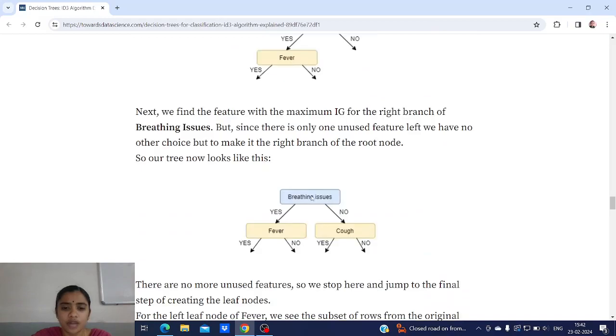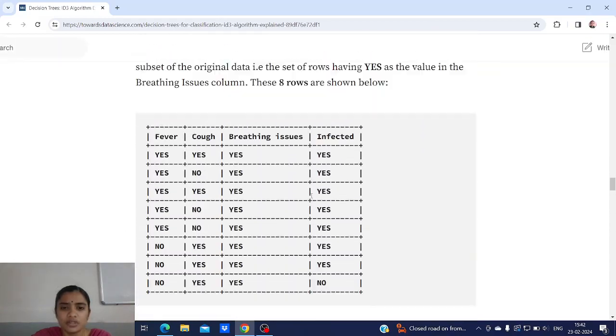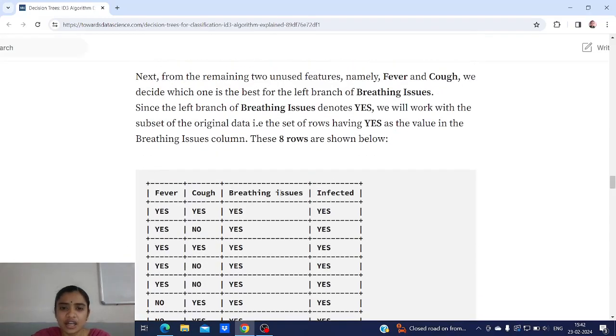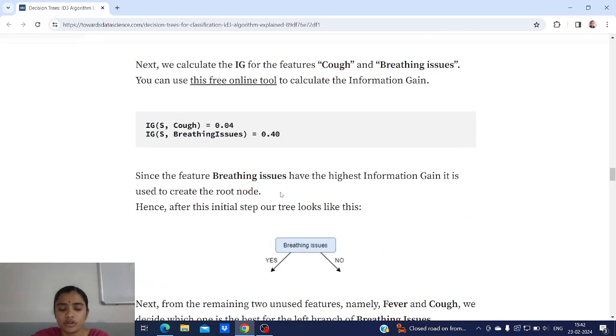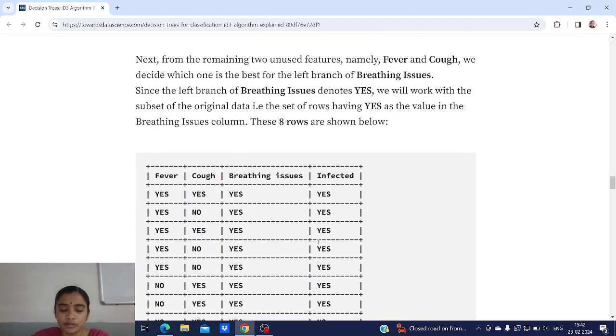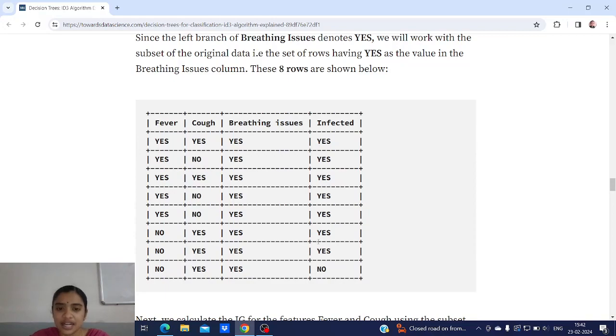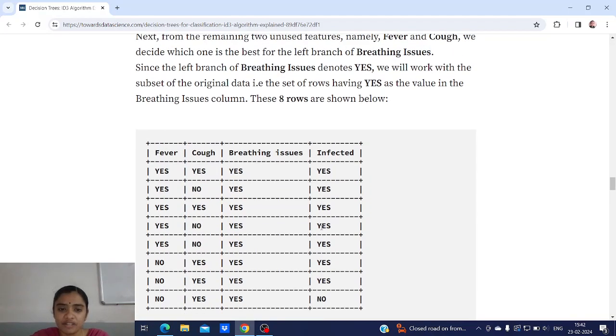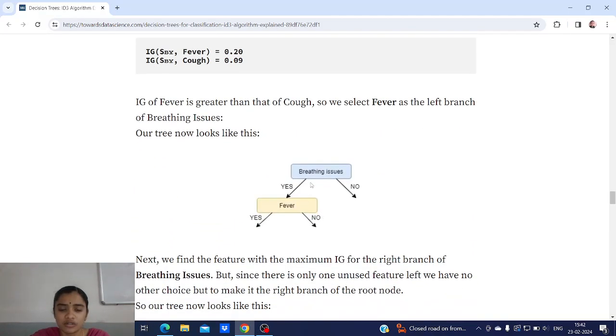So based on that you have to calculate it. If you observe, the highest information gain value is 0.40. That's why you are taking breathing issues as the best attribute out of all the attributes in the data set, except the target variable infected. Okay, so if you observe breathing issues, again how many values we have? Yes or no. Then again you have to calculate the information gain for the fever value based on the breathing issues.